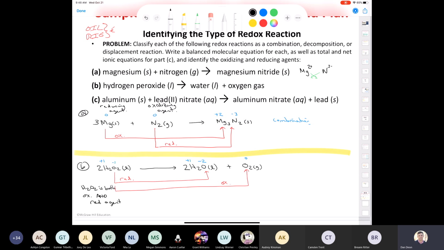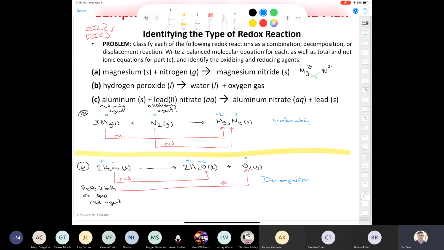Now, who could identify the type of reaction? I haven't asked you that yet. Would this be considered a combination, decomposition, or a displacement reaction? What do you think would be the best answer there? Yeah, absolutely. I see that my students are writing decomp. Yes, decomposition, and you are absolutely correct. This is a decomposition reaction.